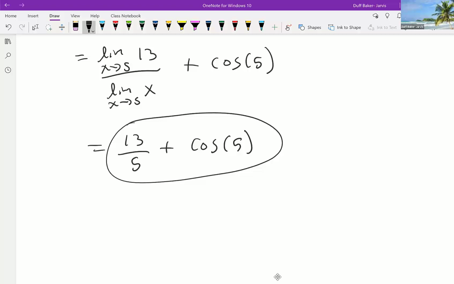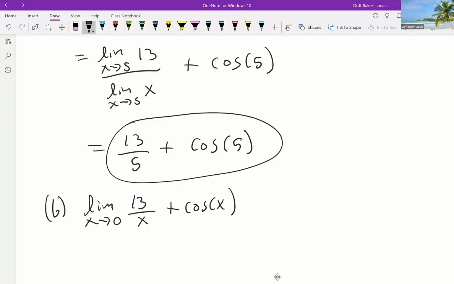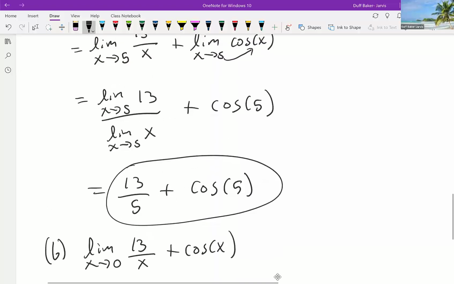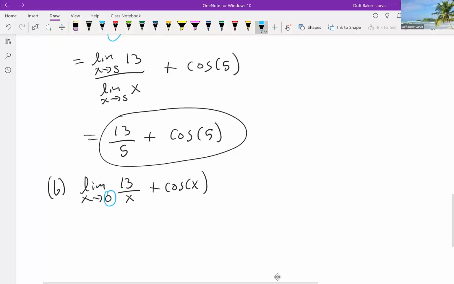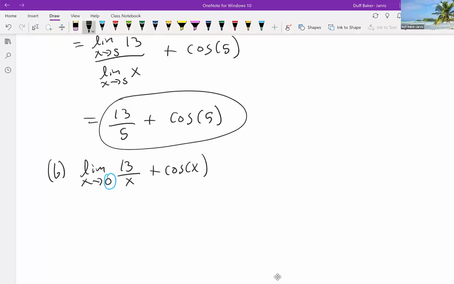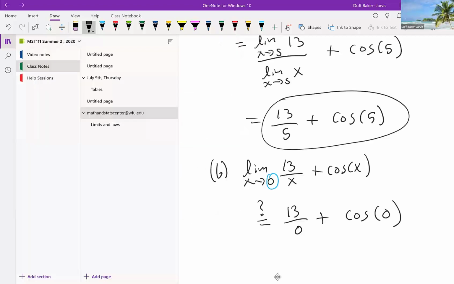Okay, but now compare this with something very similar. If I try to do the same thing here, it's almost the same, right? The only thing I've changed is going from taking the limit at 5 to the limit at 0. If you try to do this again, you'll end up with a division by 0, right? So there are some of these laws that you have to be a little careful about.